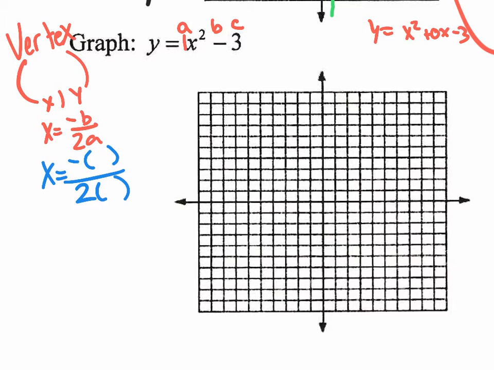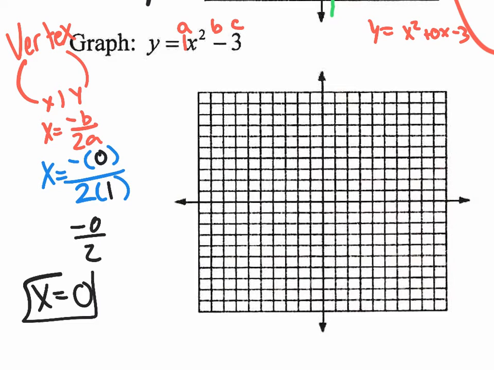So I'm going to plug in 0 for b. The a value is 1, so we really have negative 0 divided by 2, which means x equals 0. So we have the x value of the vertex as negative 0. Right, negative 0 is the same thing as 0. So x is 0. Here's the 0 of my vertex. How do I find the y value? Plug it in. What is 0 squared minus 3? Negative 3. So there's your vertex, 0, negative 3.